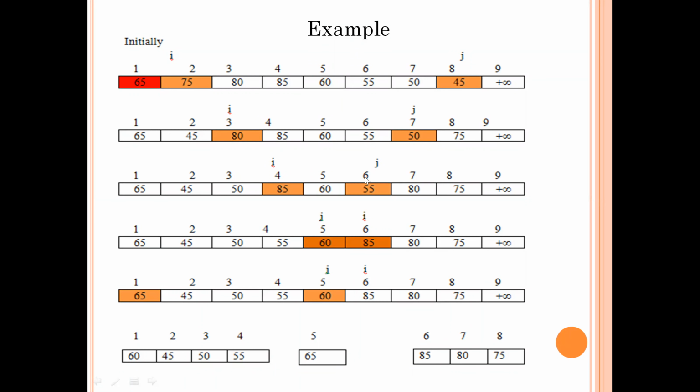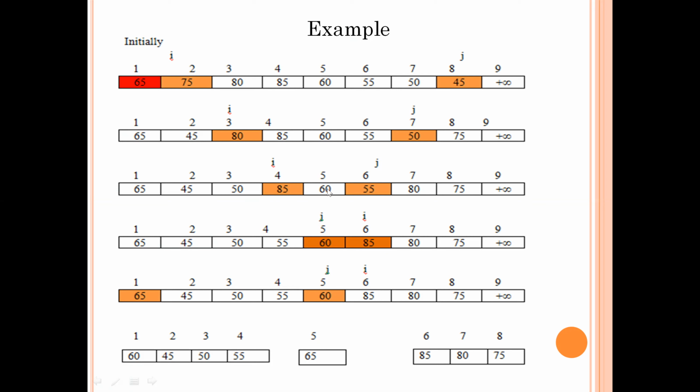Next again j, from 7 it will come to 6 because it is decremented. Again it will check 55 with 65. So 55 is less than 65, so that's why again j will stop here. So again i is less than j, so again swap these two. 55 will come to the 4th location and your 85 will come to which location? 6th location.